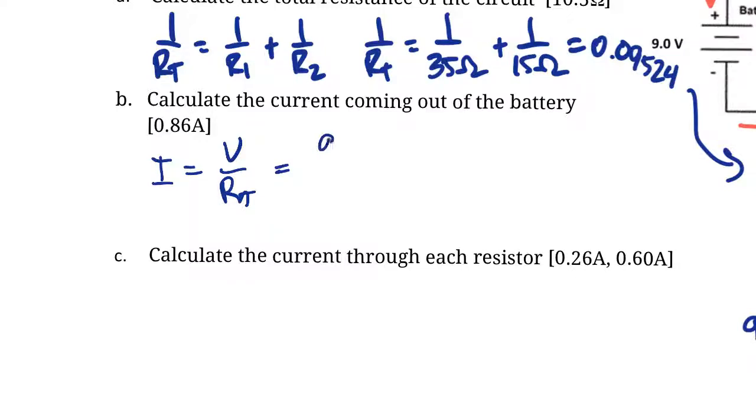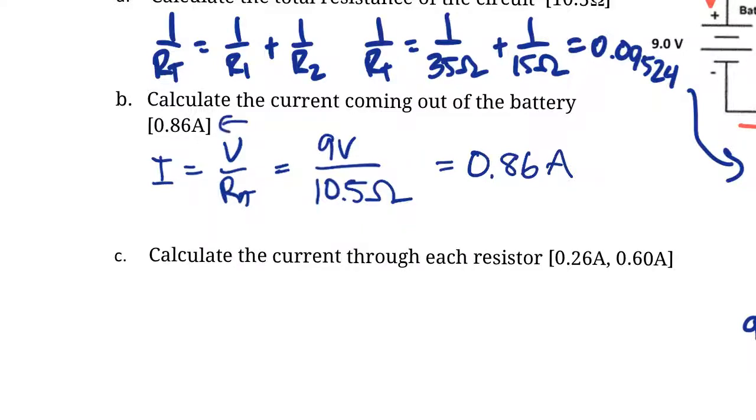The voltage we know is 9 volts, and the resistance is 10.5 ohms. If we do 9 divided by that, it gives us 0.8571. So it rounds to two significant figures as 0.86 amps, which is the same as the answer listed there, or 860 milliamps, either way. So that's how much current goes through the whole circuit.